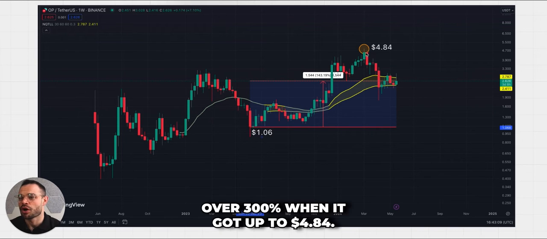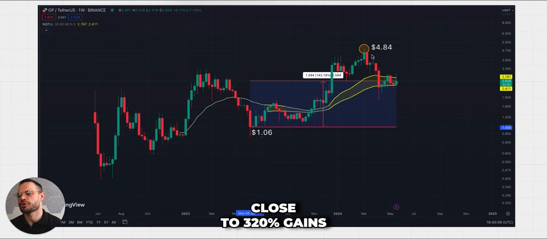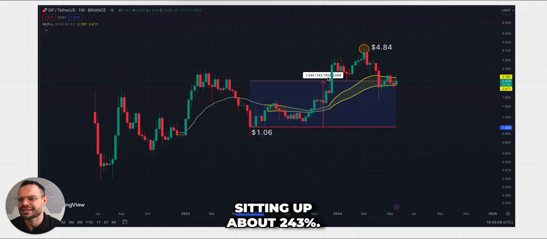We were up over 300% when it got up to $4.84, so it was up close to 320% gains since those $1.06 lows, but currently sitting up about 143%. Maybe in line, roughly speaking, with the rest of the altcoin market, maybe slightly behind. There's definitely a number of other coins that have still outperformed during that time period, but there's also a number of tokens that have performed slightly worse.